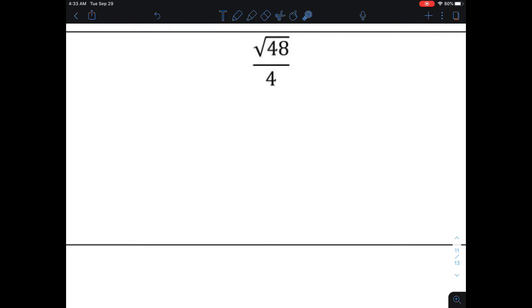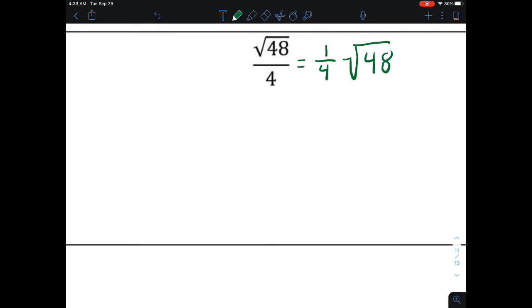Now in this problem I'm looking at, I have the square root of 48 divided by 4. I cannot divide their insides because I have the square root on the top, but 4 is not inside of the square root. So I'm actually going to write this problem differently. Remember, division by 4 is the same thing as having 1/4 times that square root. So I'm going to write it this way.